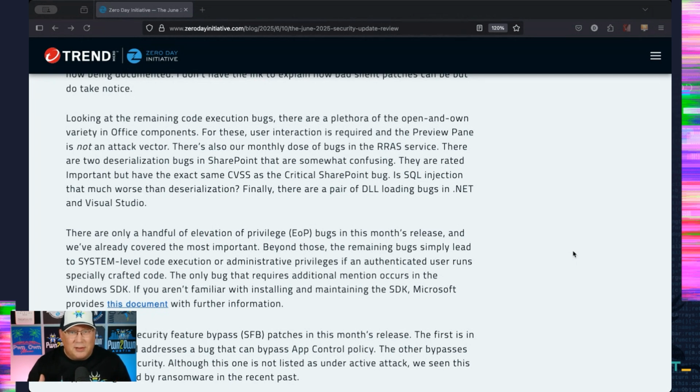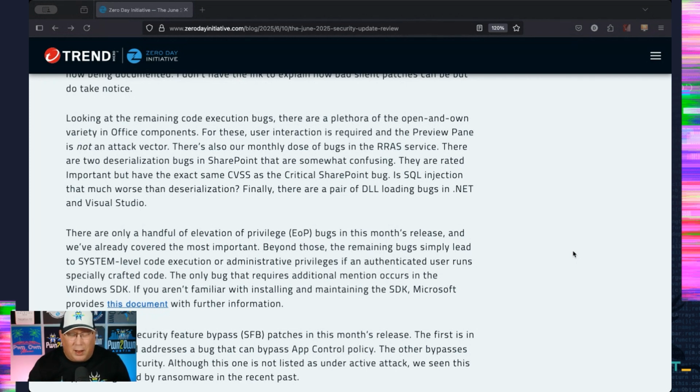The only difference I can see is that these important bugs involve deserialization, while the critical bug is a SQL injection. I don't think SQL injection is that much more severe than deserialization. Maybe it's easier to exploit, but I've never known Microsoft to include ease of exploitation into severity ratings. So yeah, I don't know.